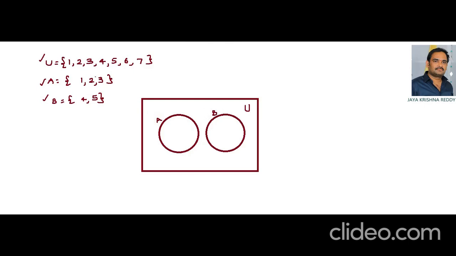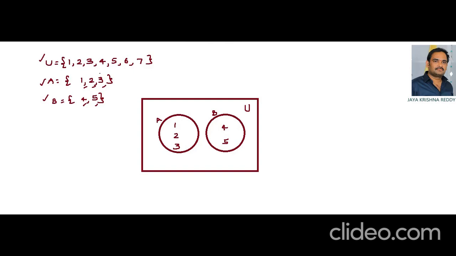And what are the elements in set A? 1, 2, 3. So the elements should be written inside this circle. Means the circle represents set A having elements 1, 2, 3, and another circle represents set B having elements 4 and 5. So this is called the Venn diagram of the given sets.